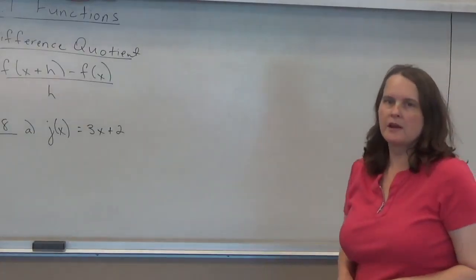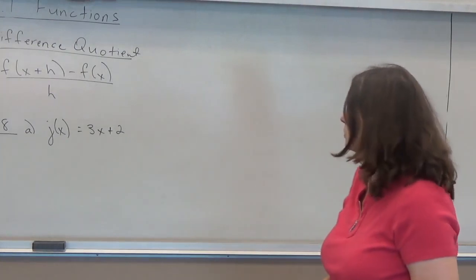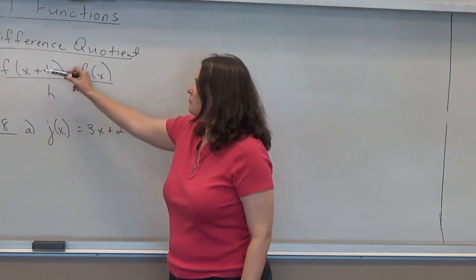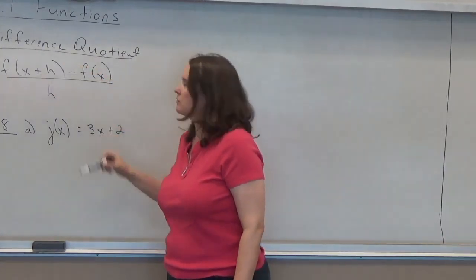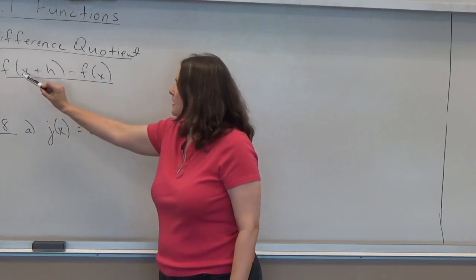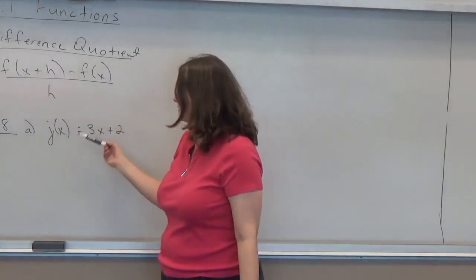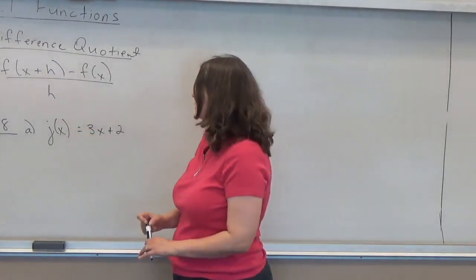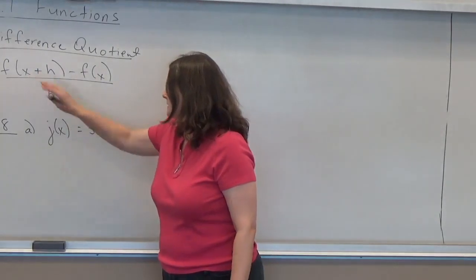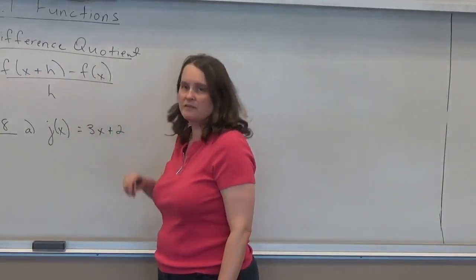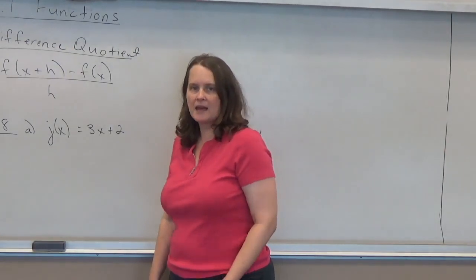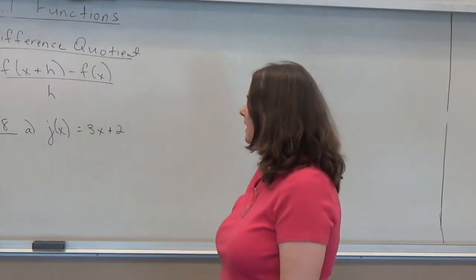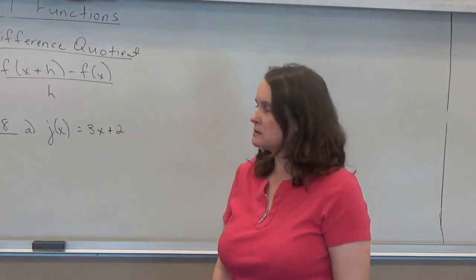So example 8 part A, we're asked to calculate the difference quotient for the function j of x equals 3x plus 2. This is almost like a formula that you've got to follow. You're going to start by finding f of x plus h. Of course, in this example, your j is like your f. So this is the j function. So we need to find j of x plus h, and then we can subtract j of x, and then we'll divide the whole thing by h. Again, remember h was just another way of expressing our change in x. We'll divide everything by h and see what happens.